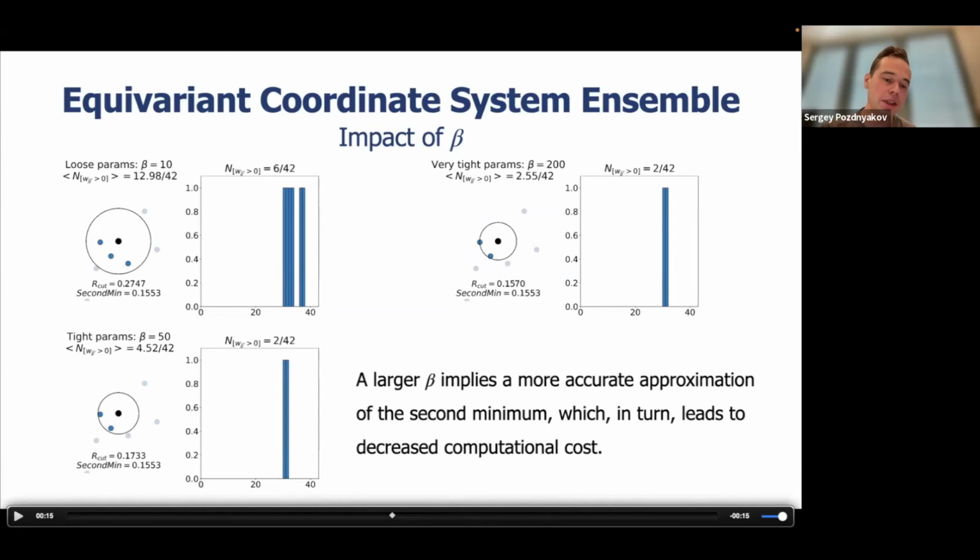So the immediate question here is why did we stop at beta equal to 200? Maybe we can select beta to be like 1,000, 1 million, 1 billion, maybe, I don't know, 1 Google. And maybe we can just keep increasing the beta and thus keep decreasing the computational cost. Unfortunately, this is not a good idea, and there is a price to pay. My next slide illustrates this price.